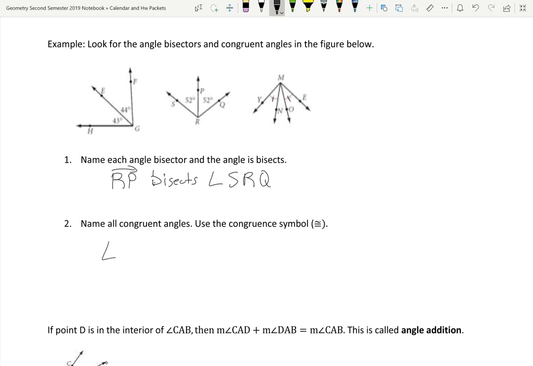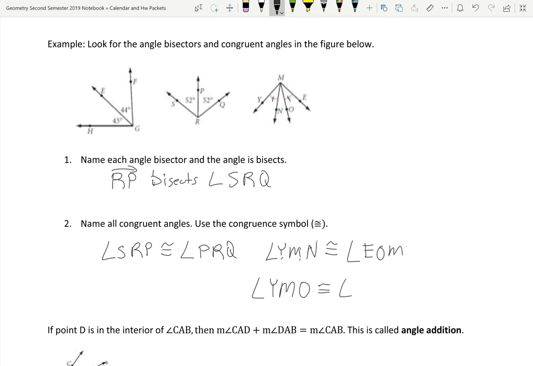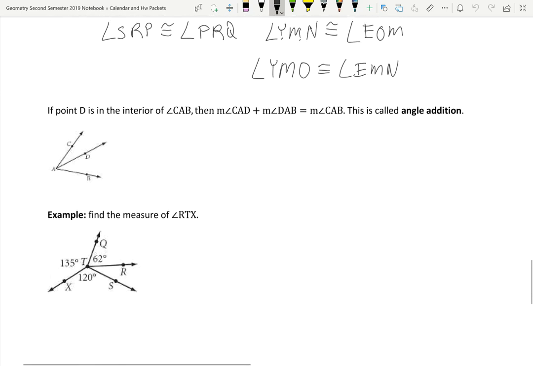Well, let's see. We got angle SRP is congruent to angle PRQ, and angle YMN is congruent to angle EOM. And there's one other one which I didn't see right away. YMO congruent to angle EMN. See if you can see why that would be the same. It is actually related to the next topic of angle addition.